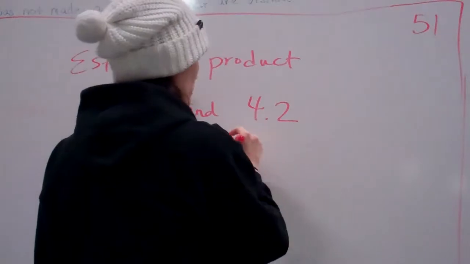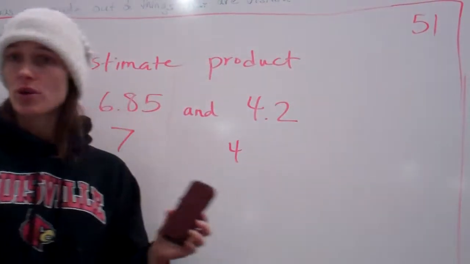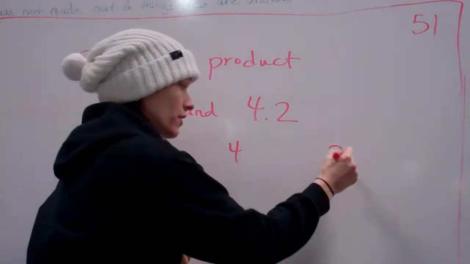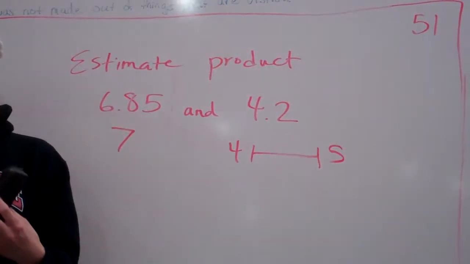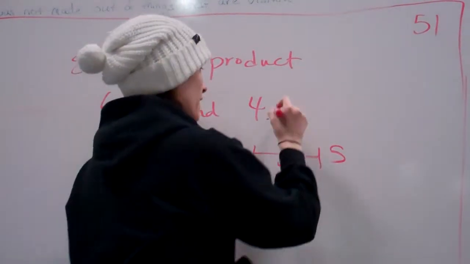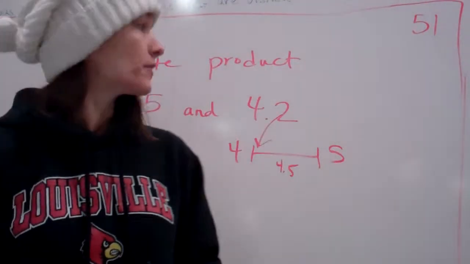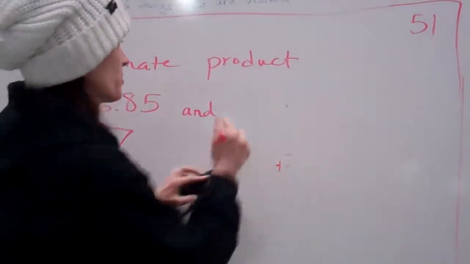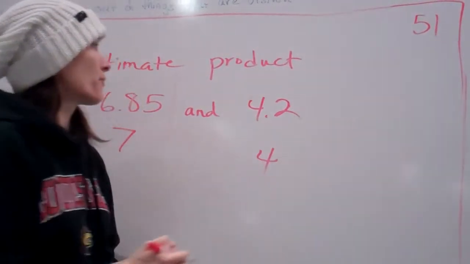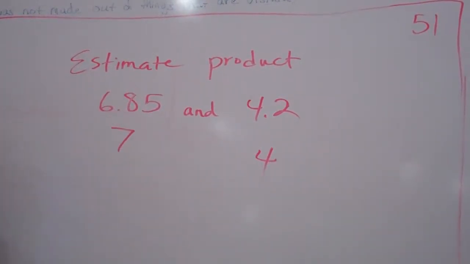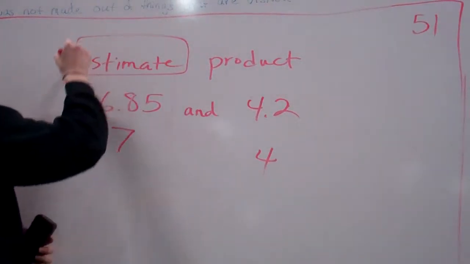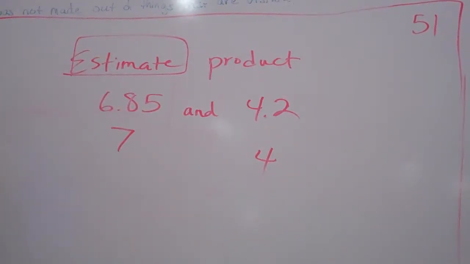And 4.2, what two whole numbers is it in between? 4 and 5. What's my halfway point? 4.5. And 4.2, it's closer to 4 because it hasn't reached 4.5 yet. Okay? So it would be changed to 4. Now, something very important that you realize is that they said estimate, which is what we did. Estimating always happens at the beginning. You don't do the problem and then estimate. You estimate and then do the problem.